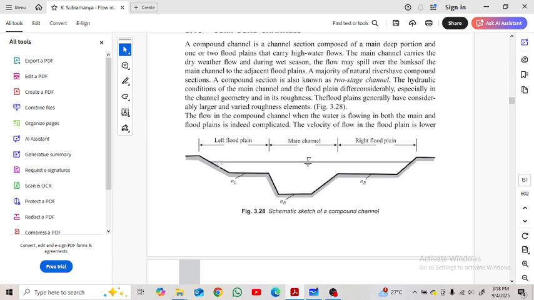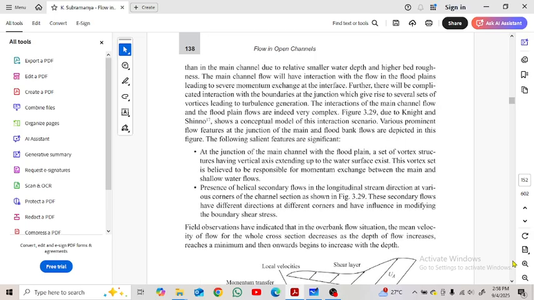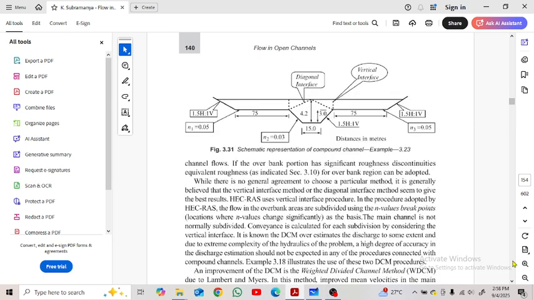And I must say that you get the Manning's roughness N for the different sections of the composite section, get the composite Manning's roughness N, and at last use the Manning's equation to determine the discharge passing through the composite section. For that you need the composite area and the composite perimeter, and after that you get the hydraulic radius. If you get the hydraulic radius, apply the Manning's equation: Q is equal to 1 by N, R to the power 2 by 3, S naught to the power 1 by 2, and you get the discharge. That is also a very important one.